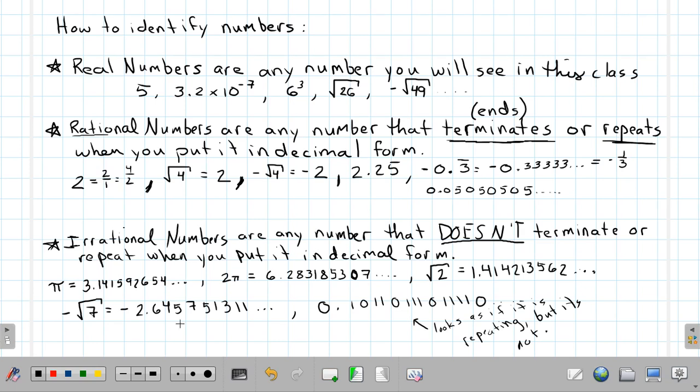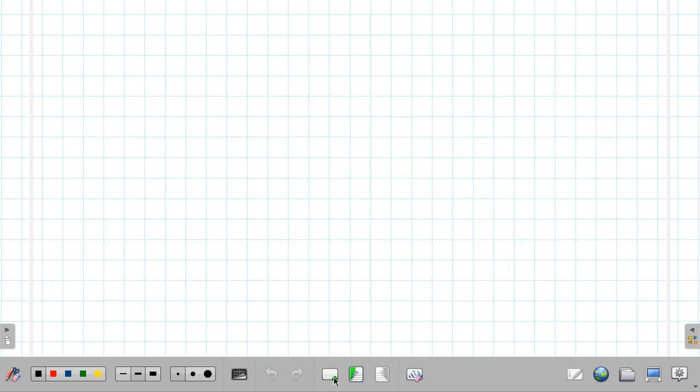So now we can see how to identify real numbers, rational numbers, and irrational numbers. Well, I'll go ahead and tell you, if you know the number is irrational, that's it. That's all we can say about that number. We can't go any further and call it any other type of number. It's just an irrational number.